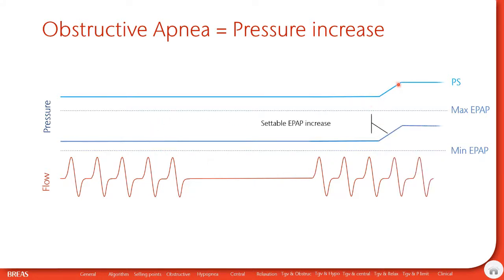So here you see that both increase at the same time, your expiratory pressure as well as your peak inspiratory pressure. So the pressure support is remaining constant, but the generated peak inspiratory pressure will be higher than the baseline, let's call it, as the EPAP has increased because of the obstructive event.